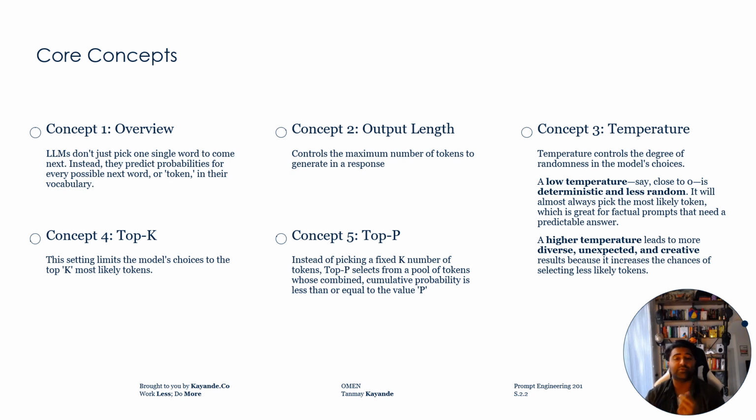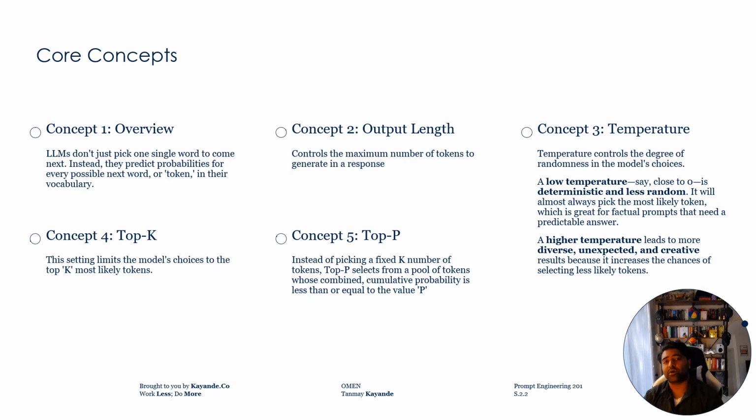Next up is the temperature, which is probably the most common setting you'll adjust. Temperature controls the degree of randomness in the model's choices. A low temperature, say close to 0, is deterministic and less random. It almost always picks the most likely token, which is great for factual prompts that need a predictable answer. A higher temperature leads to more diverse, unexpected, and creative results because it increases the chances of selecting less likely tokens.